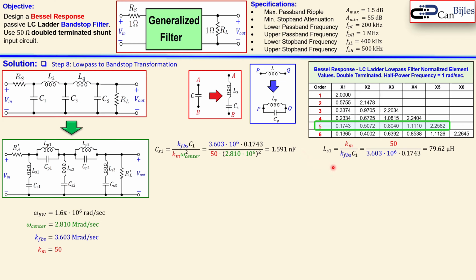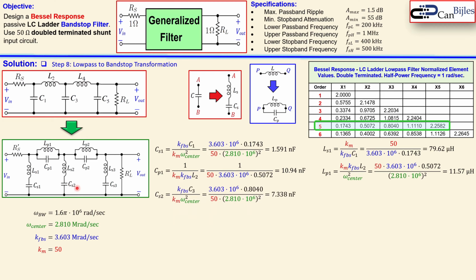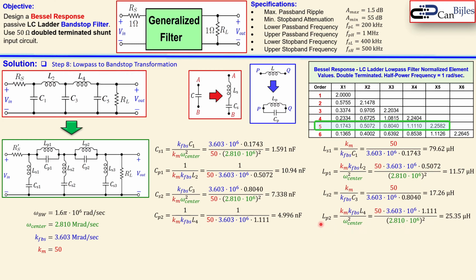In a similar form, you do it for the LS1, which is this inductor, and also for the CP1 and the LP1, which is for this part. And the CS2 and LS2 is similar to the first row, and the CP2 and LP2 is similar to the second row. Again, looking at the L4, which is actually this coefficient, and also L4 here.